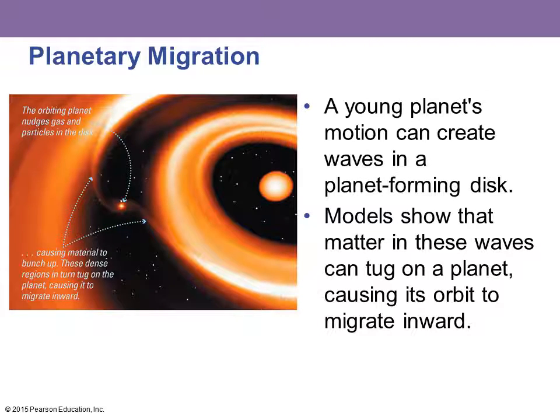Here's a young planet's motion creating waves in a planet-forming disk. And this model and others could show that matter in these waves tug on a planet, causing its orbit to migrate inward. So it's possible that in the process of the planets forming around the star at the beginning of the solar system's life, that this happened, and because it happened, the planet actually moved inward in its orbit.